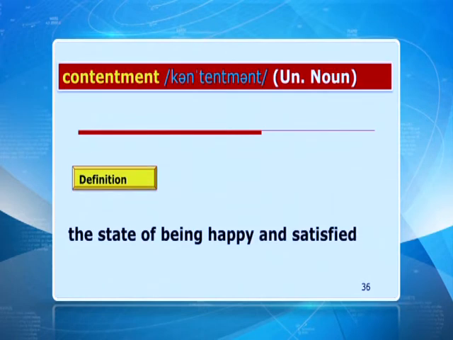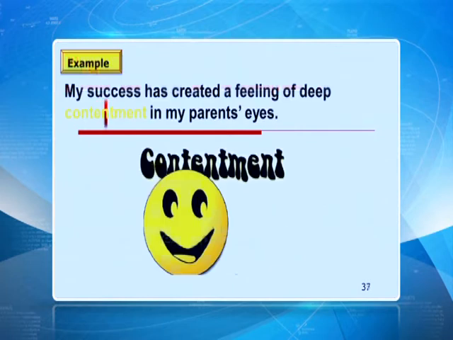The following word is contentment. It's an uncountable noun, which means the state of being happy and satisfied. For example, we can say, my success has created a feeling of deep contentment in my parents' eyes.